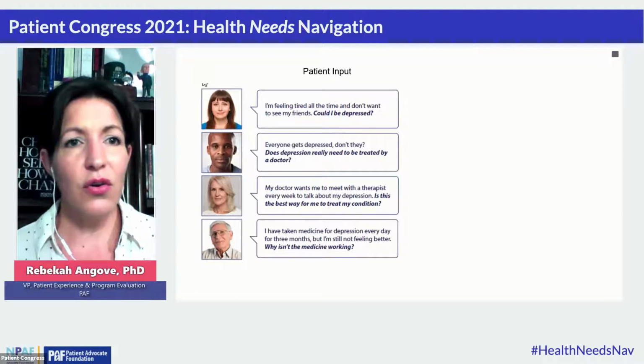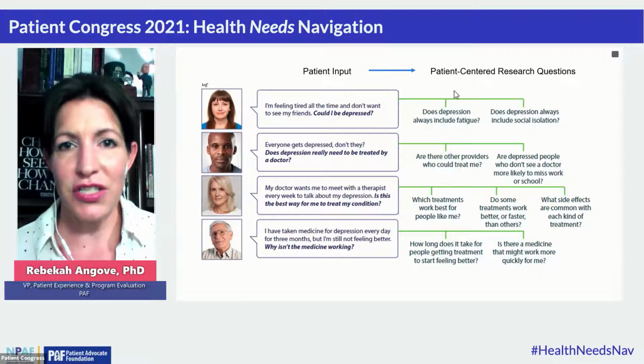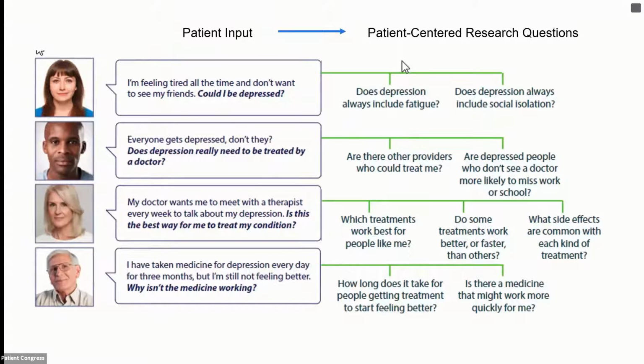And then the goal is to really translate that together as a team into these patient-centered research questions. So a patient likely is not going to be expected to come to a research meeting and say, does depression always include social isolation? It's a great question, but patients and caregivers that are involved in research aren't expected to come with a polished question. Oftentimes, patients are just sharing their story, their input and their perspective. You know, I'm feeling tired all the time and I don't want to see my friends. Could I be depressed? Those kinds of comments, that sharing of experience, can often lead to these patient-centered research questions that are important to advancing the science of a condition or a disease, but also improving treatments and outcomes.